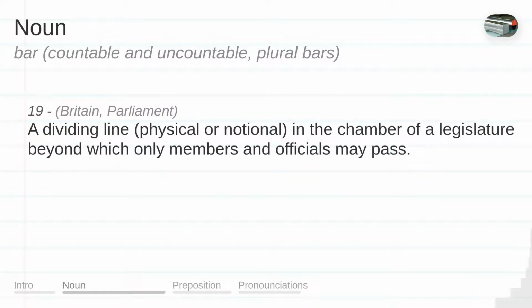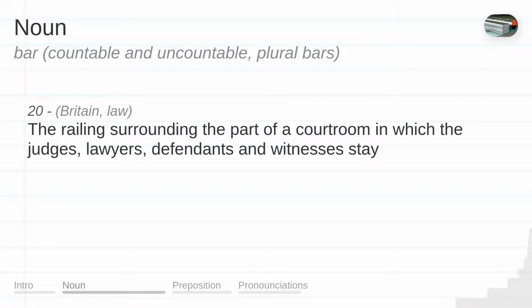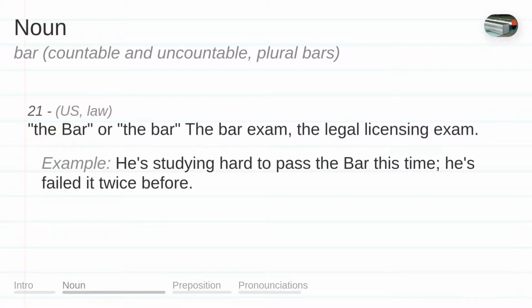A dividing line, physical or notional, in the chamber of a legislature beyond which only members and officials may pass. The railing surrounding the part of a courtroom in which the judges, lawyers, defendants and witnesses stay. The bar, or the bar exam, the legal licensing exam. Example: He's studying hard to pass the bar this time. He's failed it twice before.